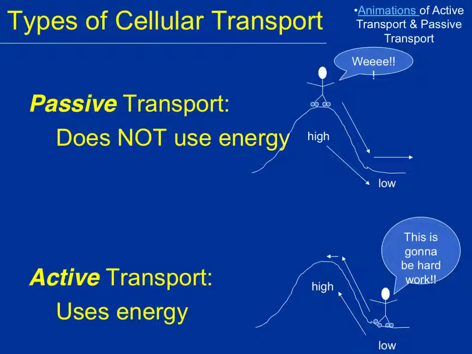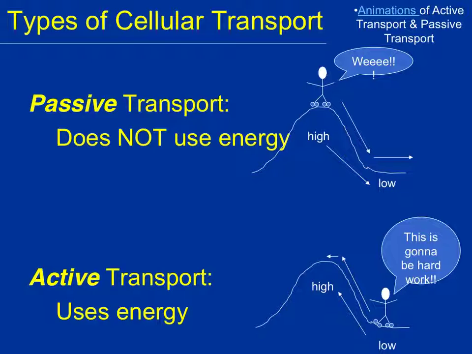So in speaking of types of cell transport, and remember that cell transport is moving substances, essentially different types of molecules, either into the cell from their environment or out of the cell into their environment. So either, for instance, taking in nutrients or getting rid of waste products. But that's cell transport, getting things across the cell membrane.